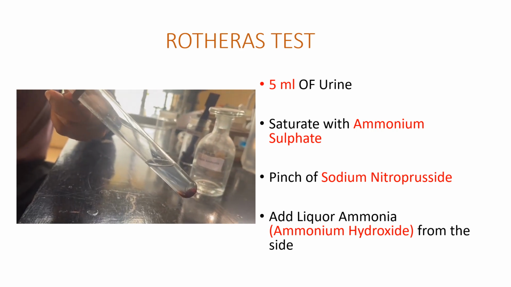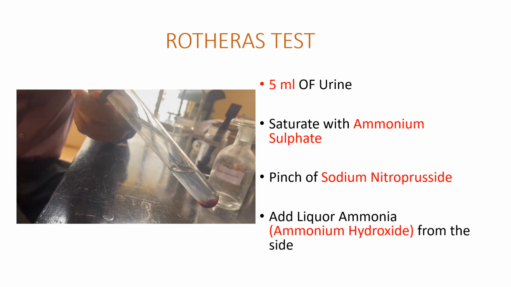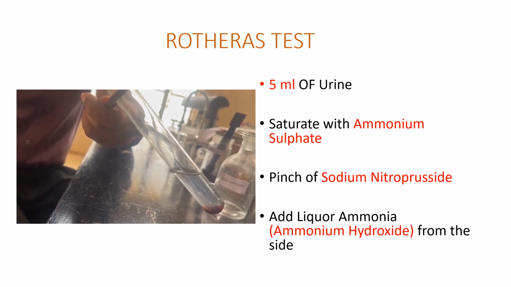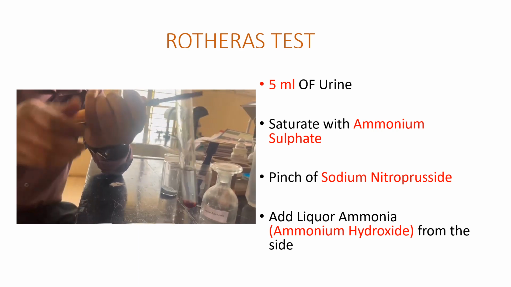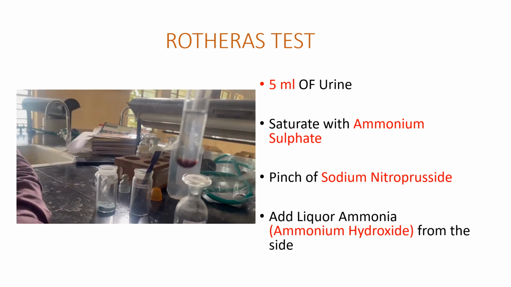It just rolls down the glass and comes to the side. That is only when you get a good ring. If you don't do that, you don't get a good ring. The whole solution will turn purple, but here you can see there is a very nice ring.